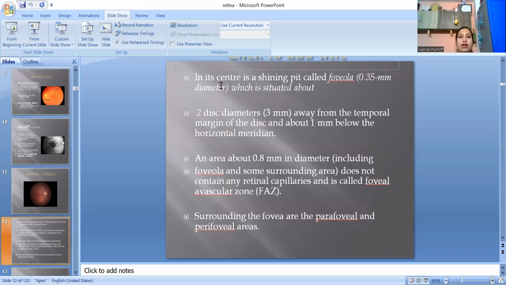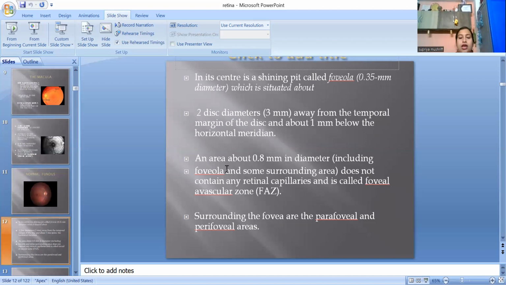Now we are coming back to the macula. In the center of the fovea centralis is a shining pit called foveola, which is 0.35 millimeter, which is situated about 2 disc diameter away. Always remember, the diameter of the disc is always 1.5 millimeter, and we can use this disc diameter as a measure in different lesions for distance, shape and size. So 2 disc diameter, that is 3 millimeter, away from the temporal margin of the disc and about 1 millimeter below the horizontal meridian.